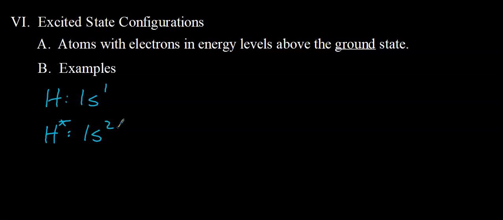So how about this, 1s2? Would that work for hydrogen? Well, you need to know what those numbers represent. So what this electron configuration tells us is that hydrogen has 2 electrons in the first energy level in an S sublevel. And that is not correct. Hydrogen only has 1 electron. So what are some possibilities? And there's lots of possibilities for hydrogen.